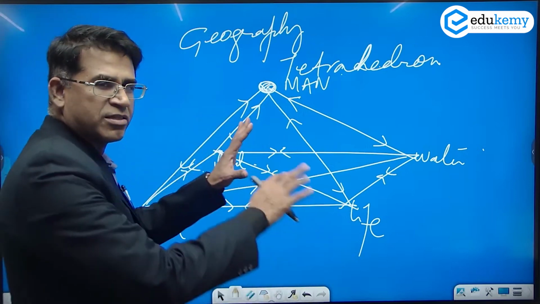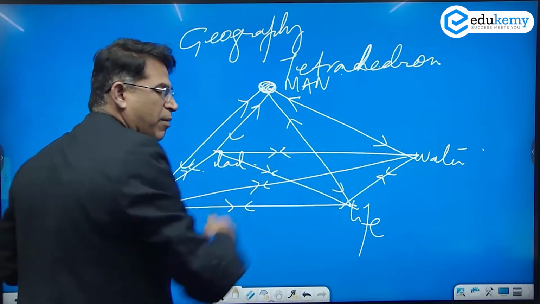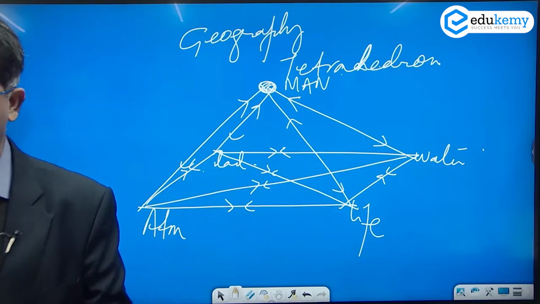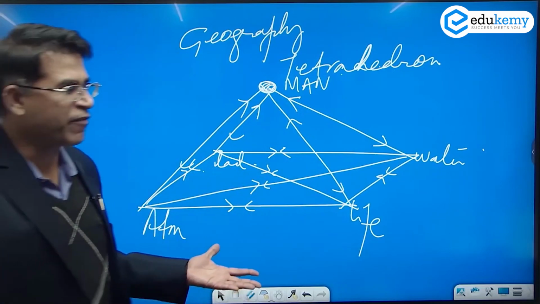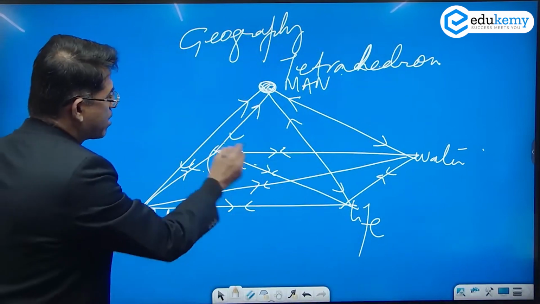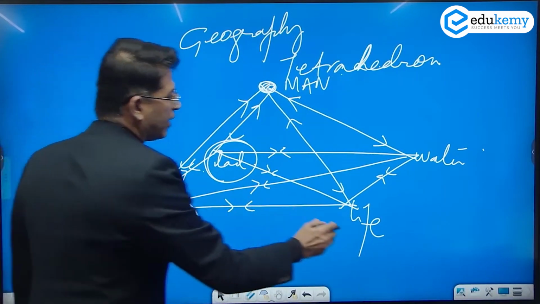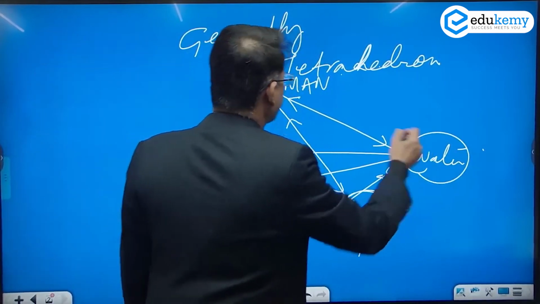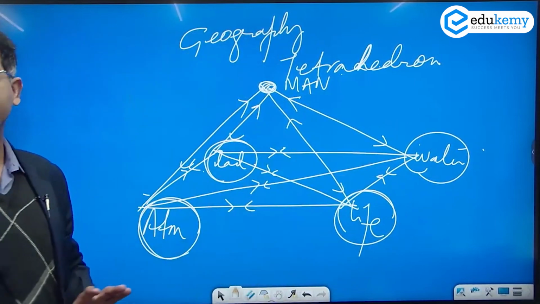Tetrahedron means something which has a base of a four-sided figure. The base is a four-sided figure, and they all are linked to one another. Land is there, atmosphere is there, life is there, water is there, and link that with man.